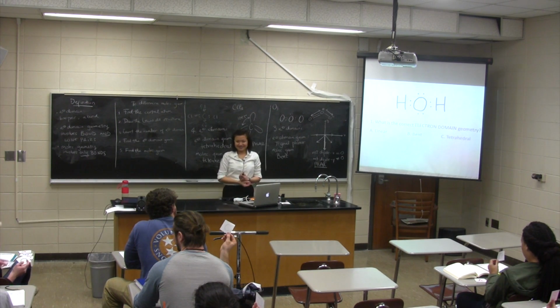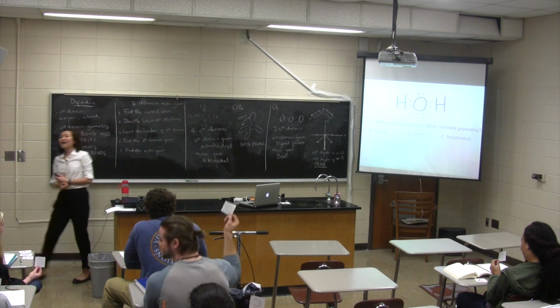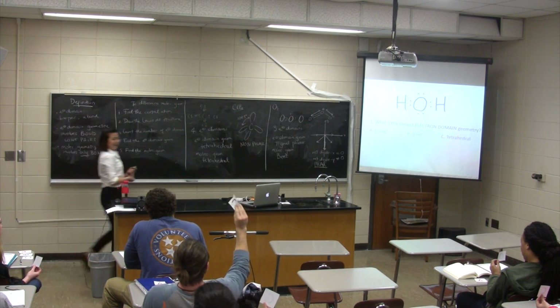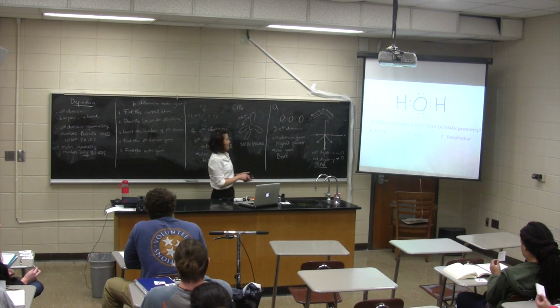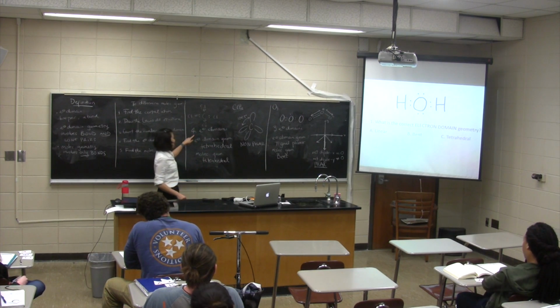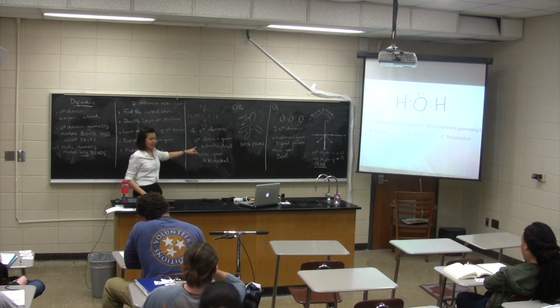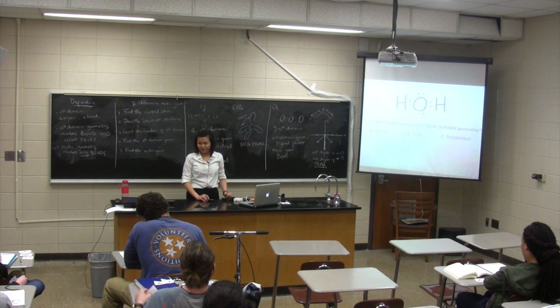Okay. First question, what is the electron domain geometry of water? Don't look at your friends. Okay, very good. All right, so it has 4 electron domains. We just went through that example. For 4 electron domains, the electron domain geometry is supposed to be tetrahedral.